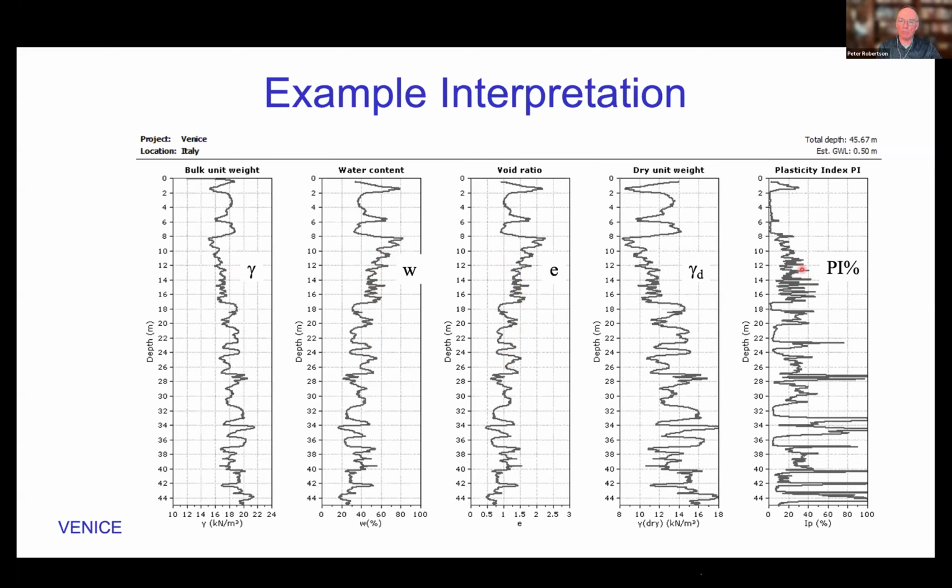And on the right here is plasticity index. There's a number of correlations. This is one of the newer ones that estimates the plasticity of the soil. And you can see that in the sand, it's essentially non-plastic. And in the clay, it says it's on average a PI of about 20, which for this site is actually pretty close to what it is.